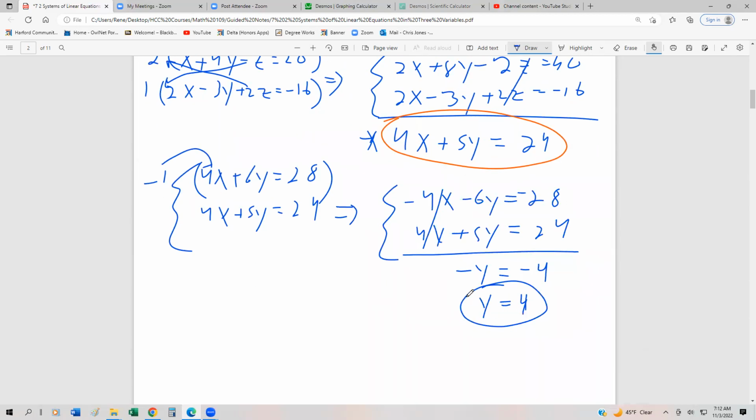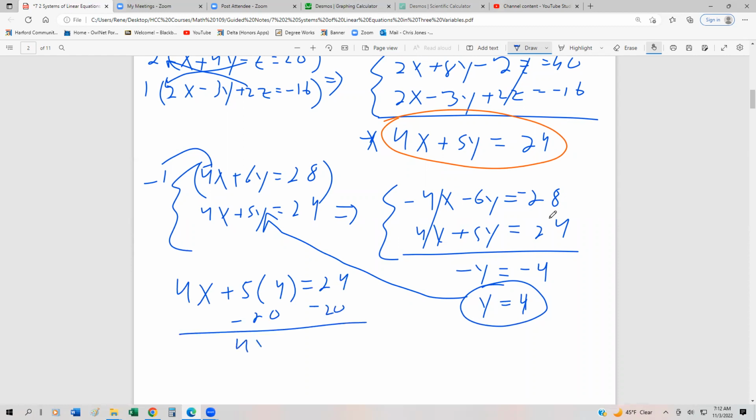Now I'm going to substitute 4 back in for y. And it doesn't matter which equation. I'm just going to pick the second equation because it was closer on the keyboard. So 4x plus 5 times 4 equals 24. This is 20, so I'm going to subtract 20 from both sides. So I get 4x equals 4, and then we divide by 4, and now we get x is equal to 1.